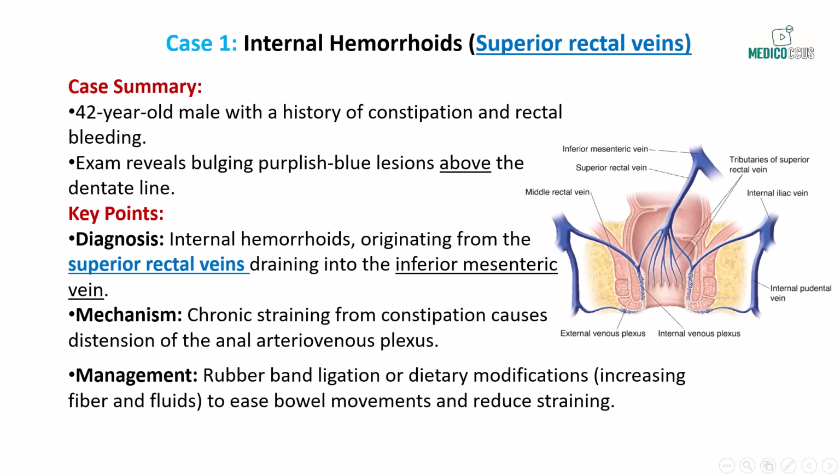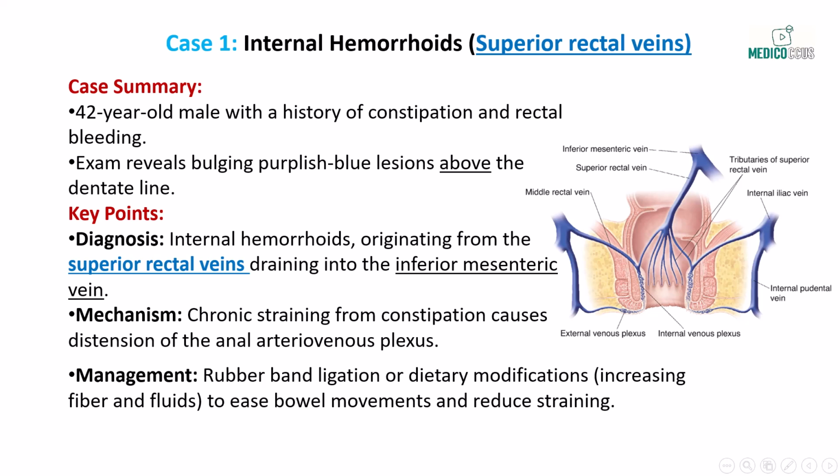External hemorrhoids, on the other hand, originate below the dentate line and are drained by the inferior rectal veins, which communicate with the internal pudendal vein and ultimately drain into the internal iliac veins. In this patient, the chronic straining due to constipation has caused increased pressure in the rectal veins, leading to the distension of the anal arteriovenous plexus. The superior rectal vein, a tributary of the inferior mesenteric vein, plays a key role in this process.